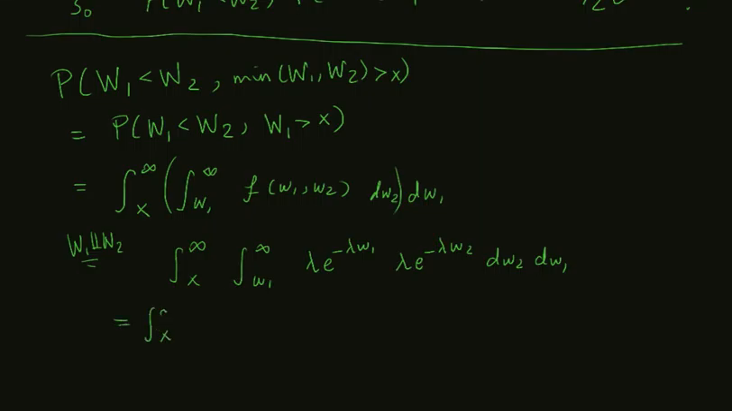This is quite comfortable because now I have x to infinity out here, and then I have lambda e to the minus lambda w1. And then inside, I want to evaluate the integral where I integrate this density with respect to w2 on a certain set, w1 to infinity. So what I actually have here is just the probability that w2 is greater than little w1. Okay, great.